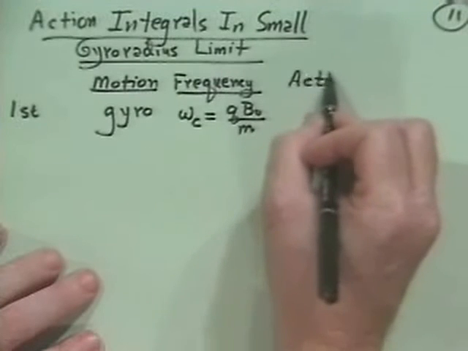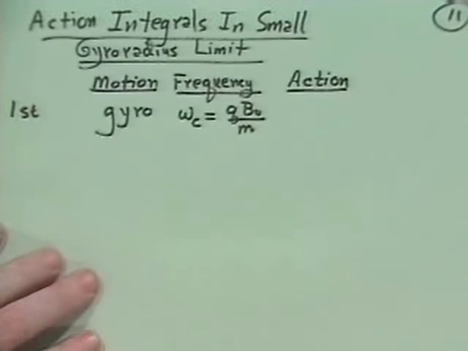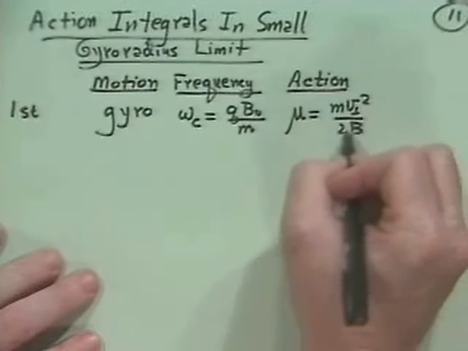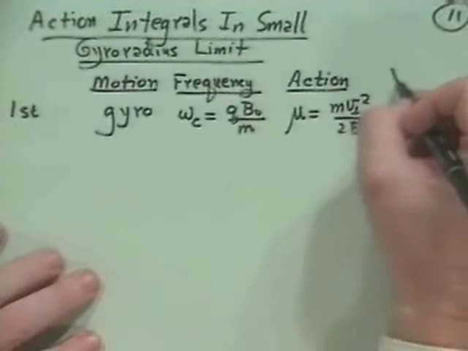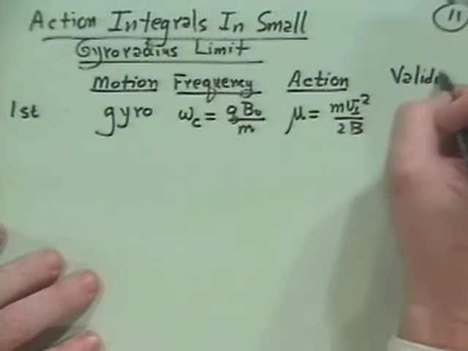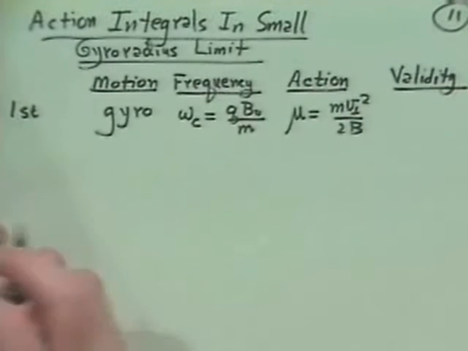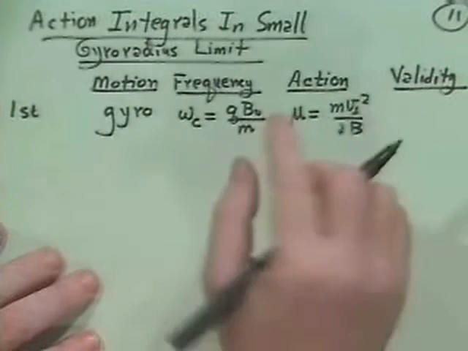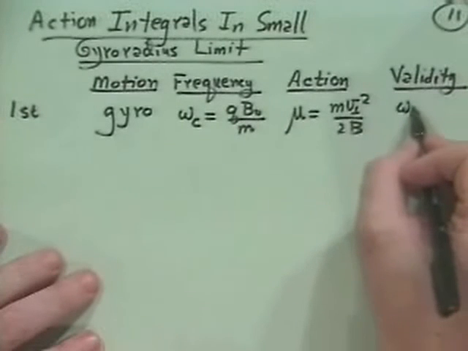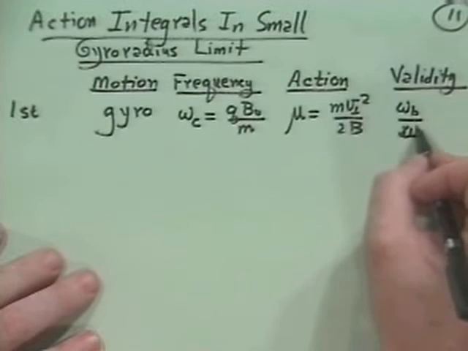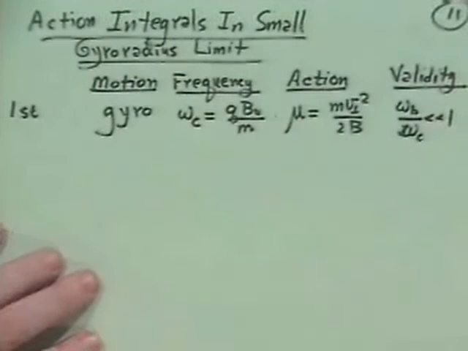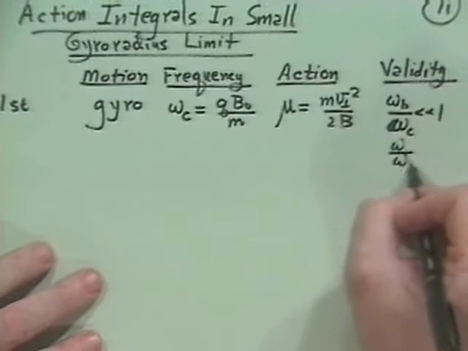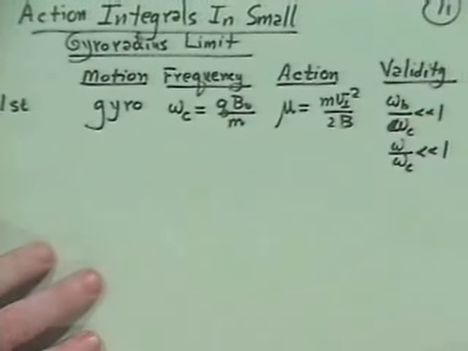And what's the action variable that we have there? Well, p dq turned out to be the magnetic moment, m v perp squared over 2B. What do we require for the validity of this? We require that however fast the cyclotron frequency varies as I move along the magnetic field, where B changes, is small. So I require that the bounce frequency divided by the cyclotron frequency be small compared to 1. A subsidiary condition is that if the magnetic field is varying in time, I need omega over omega c much less than 1.